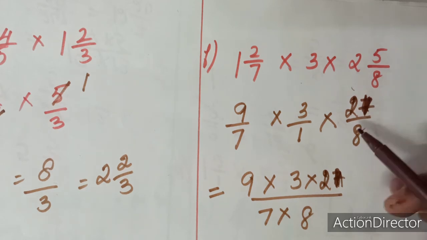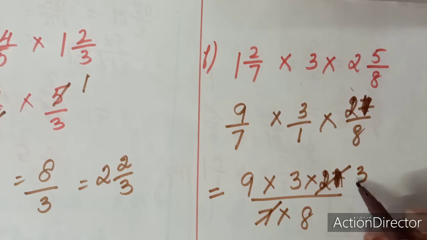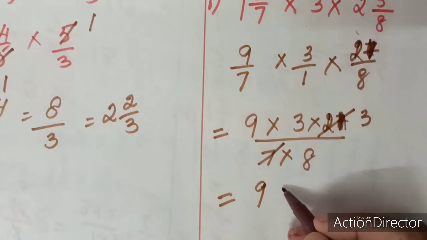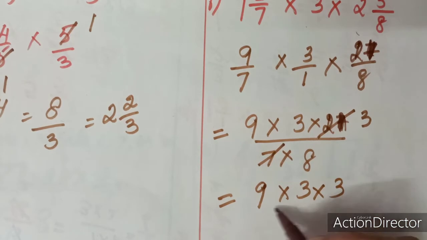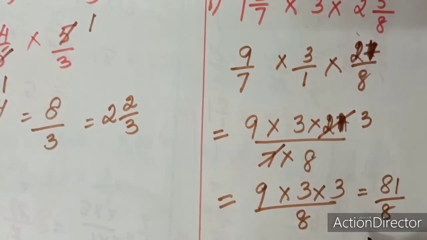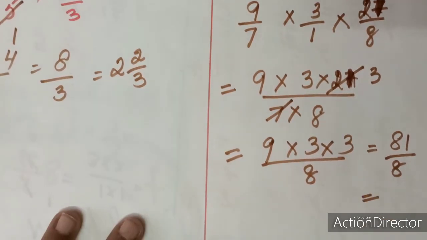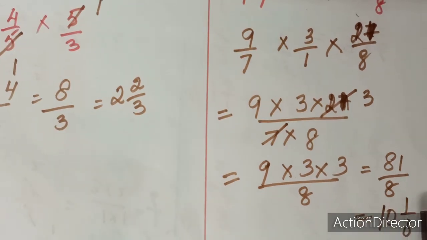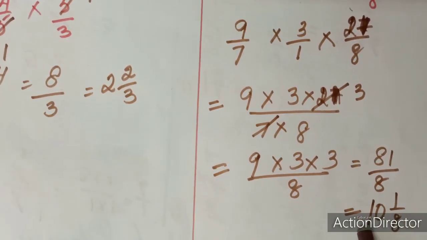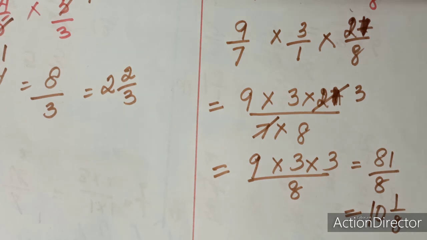So now I can cancel. 7 1s are 7, 7 3s are 21. So this can be further simplified and written as 9 into 3 into 3 upon 8, which is equal to 81 upon 8. Now this can be further simplified as 10 1 upon 8. Hope you understood how to multiply a fraction by a whole number and a fraction by another fraction.